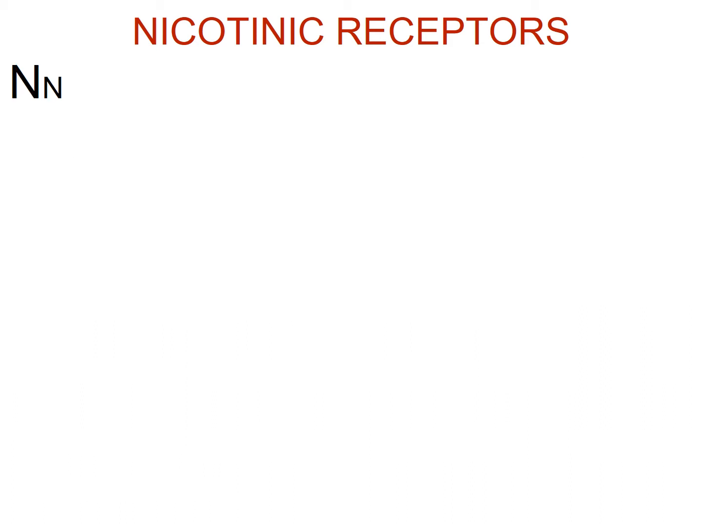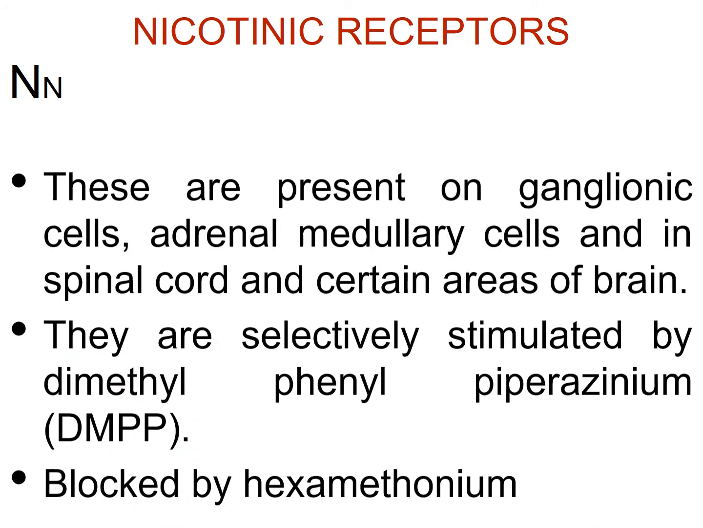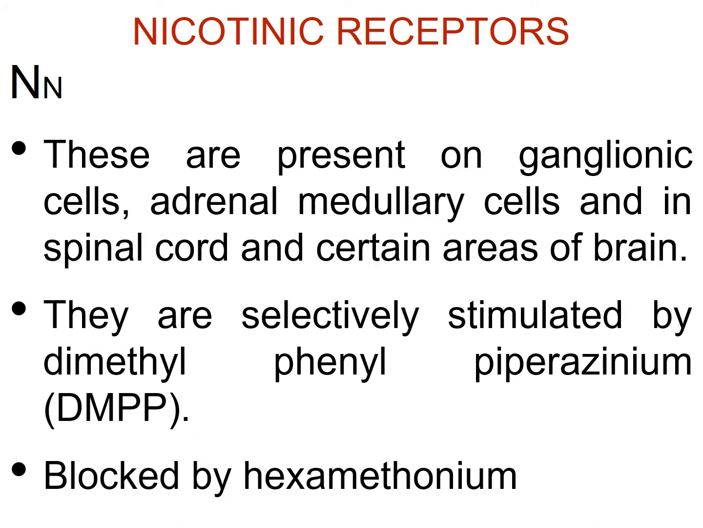Next is the NN subtype of nicotinic receptor. These are present on ganglionic cells, adrenal medullary cells, and in spinal cord, and in certain areas of brain, which are selectively stimulated by dimethylphenylpiperazinium and are blocked by hexamethonium.